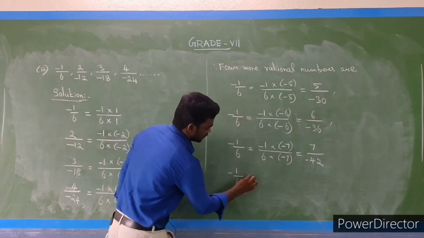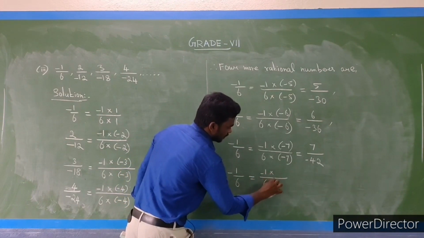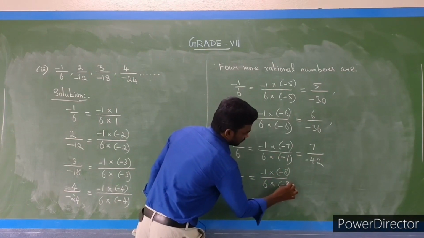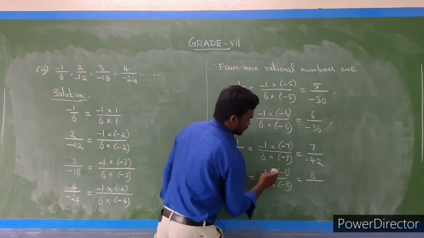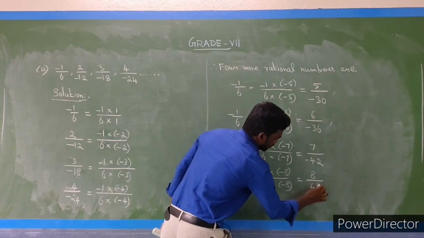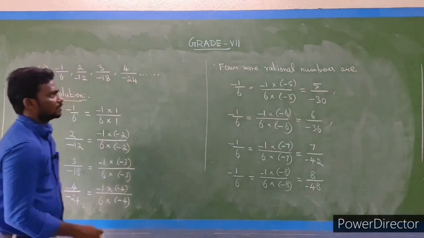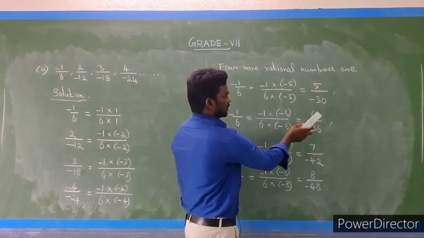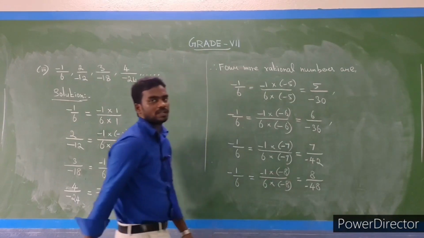Next, what is that? Minus 1 by 6, which is equal to minus 1 by 6 multiplied by the number, what is the next number? Minus 8 divided by minus 8, equal to 1 into 8, 8 and minus into minus, what is that? Plus. Next 6 8s are 48, but plus into minus, what is that? Minus 48. So the next 4 more rational numbers are, what is that? 5 by minus 30, 6 by minus 36, 7 by minus 42 and 8 divided by minus 48.